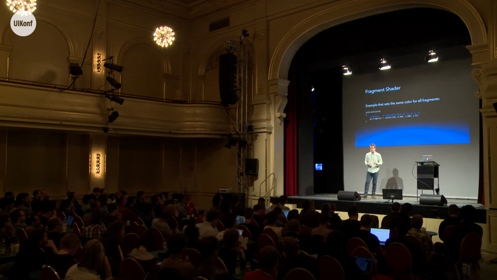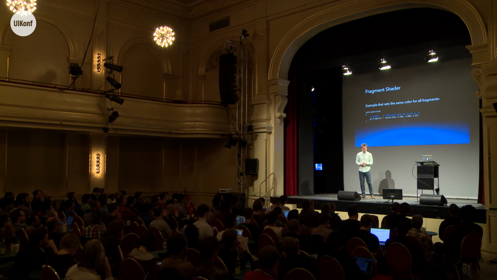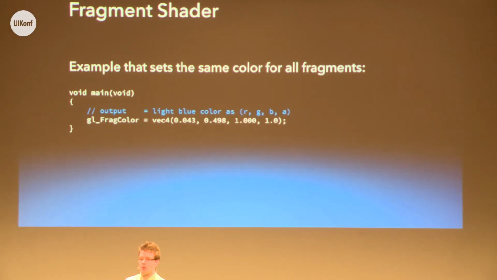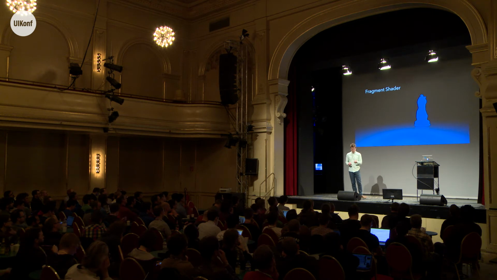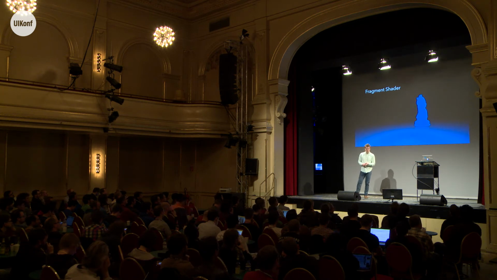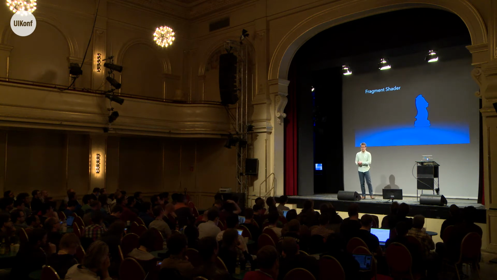So as the smallest possible example of a fragment shader that I could show you, this is one that assigns the same color for each fragment. And it does so by assigning red, green, blue and alpha values to GL frag color, which is the output of the fragment shader, the color of that fragment. So these two shaders together, with the 3D model from before, they would render like this. And it's not really the most exciting thing that you've ever seen.